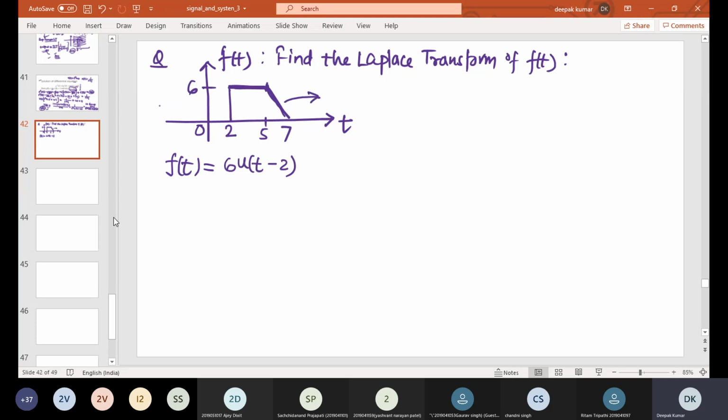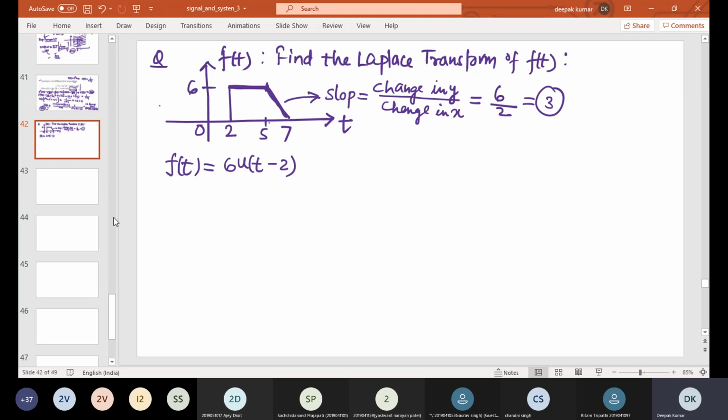Slope of this line can be calculated as change in y divided by change in x. What is the change in y? The height of y is 6 and the change in x-axis is 2, from 5 to 7. The difference is 2. Basically this is 3.